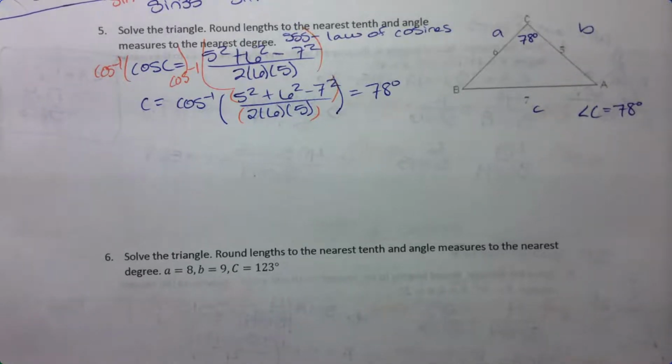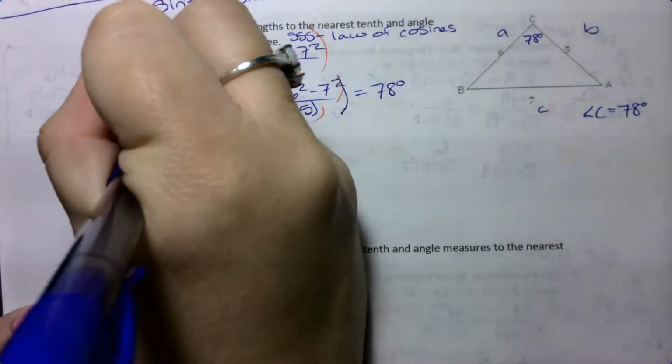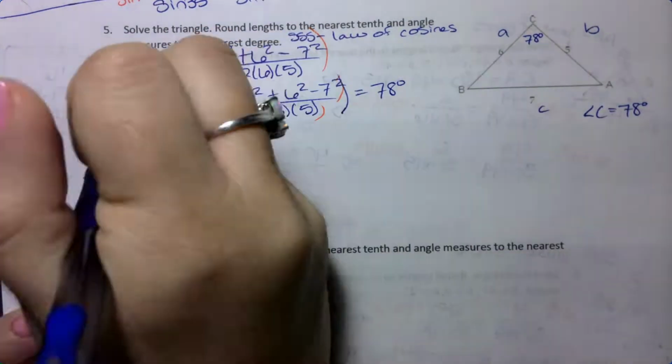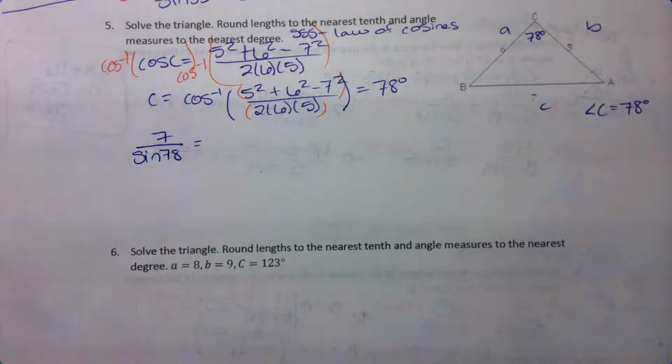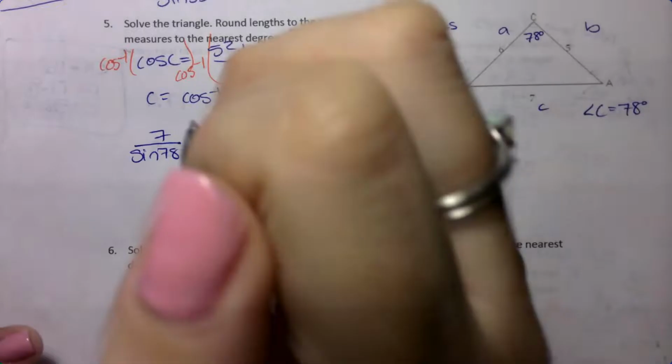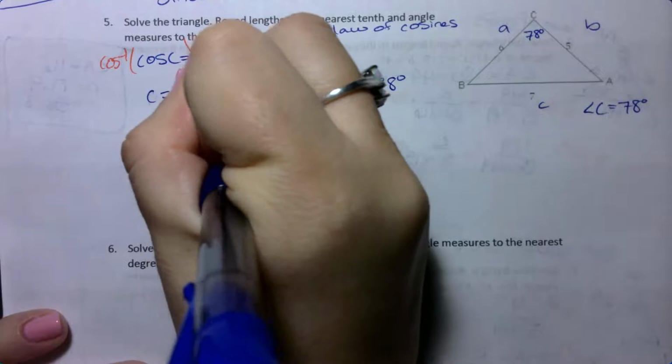So I am going to set this up. I have 7 for my side length of C, sine of 78 for the angle. I can pick either side when I have started off with all 3 sides. So I'm going to just start with A because it comes first in the alphabet. I know my side length is 6, and I'm searching for my angle A.